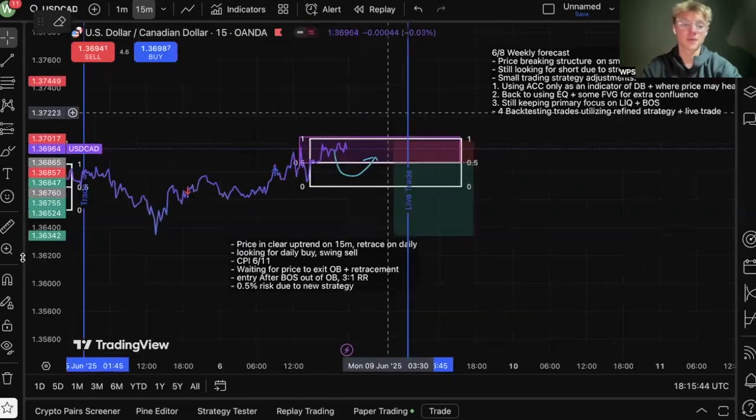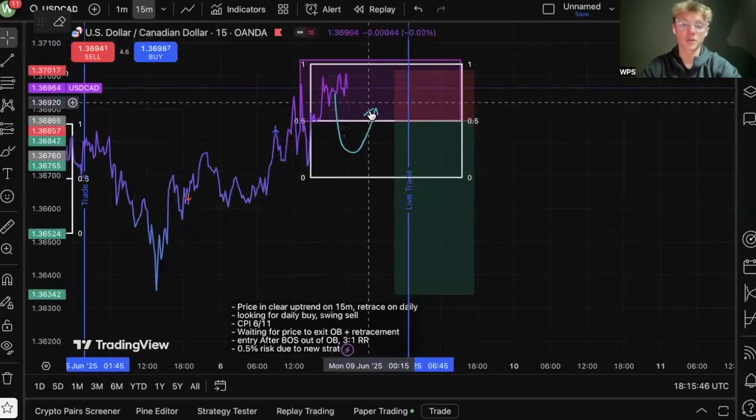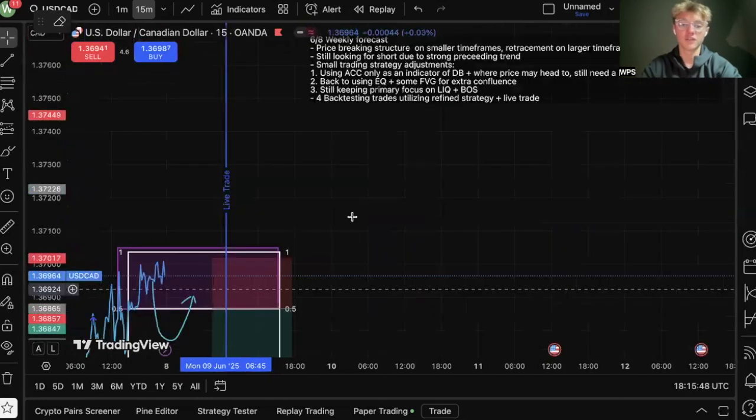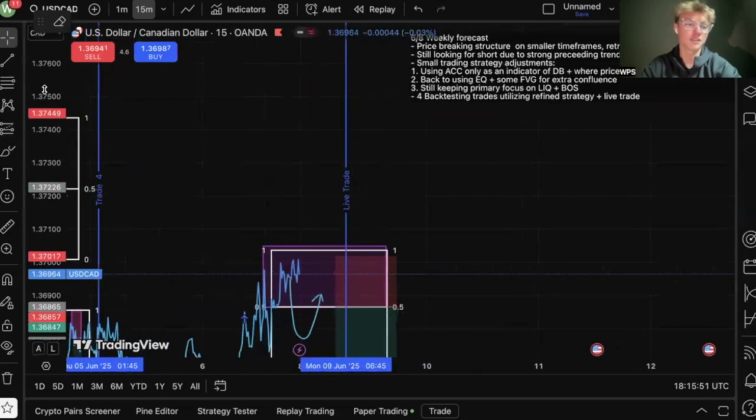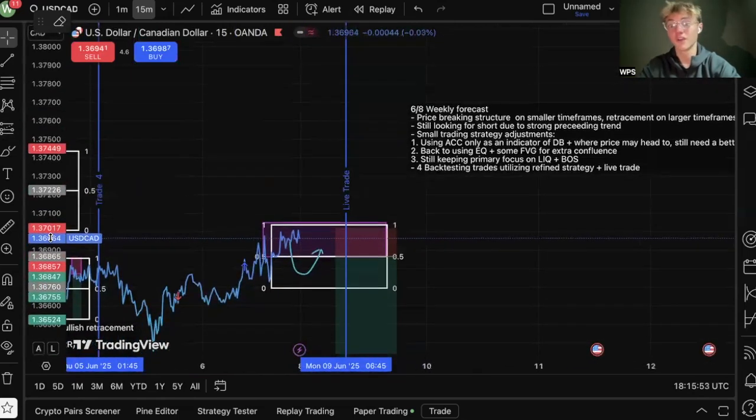I'm back to using some of my old confluences like equilibrium here, and I may use fair value gaps occasionally for extra confluence, although I'm still not going to include fair value gaps as a major confluence of mine. I'm going to specialize in liquidity sweeps and order blocks for my primary confluences, and that's why my primary focus is still going to stay on those, even though I'm shifting from accumulation to the more technical things that I learned early on. So that's where I'm at currently.